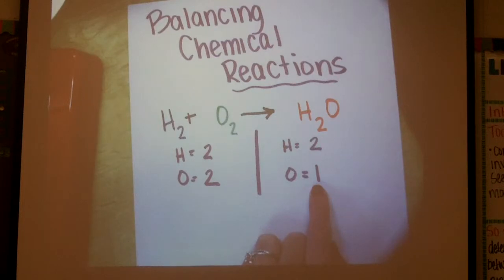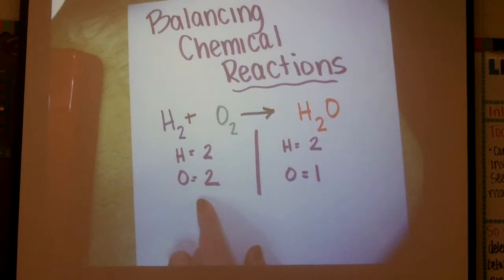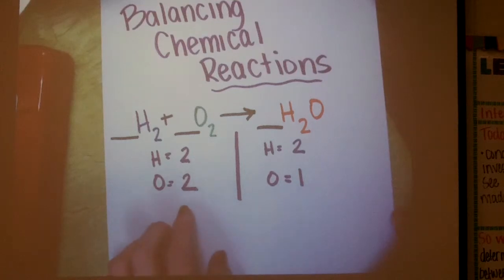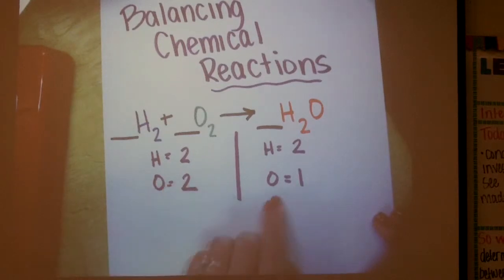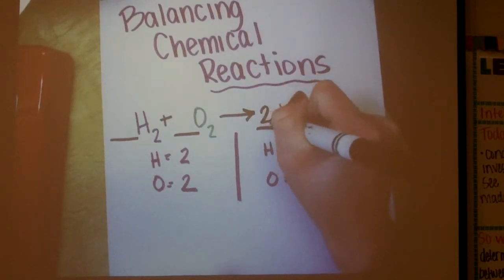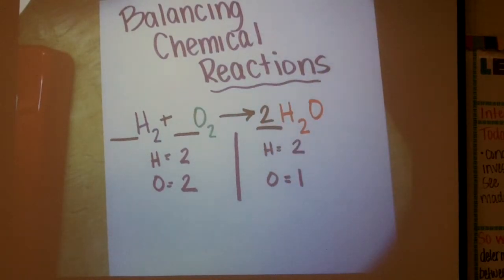In order for this equation to be balanced, it has to be equal on both sides. So, we need to fix this problem. Since this equation is not balanced, we need to balance it. We are going to look for where our equation is not balanced. On this side, I have 2 oxygen, and on this side, I have 1 oxygen. So this side does not have enough. So we are going to add a coefficient of a 2 in front of our water. When we add a coefficient, we're adding another molecule of water.